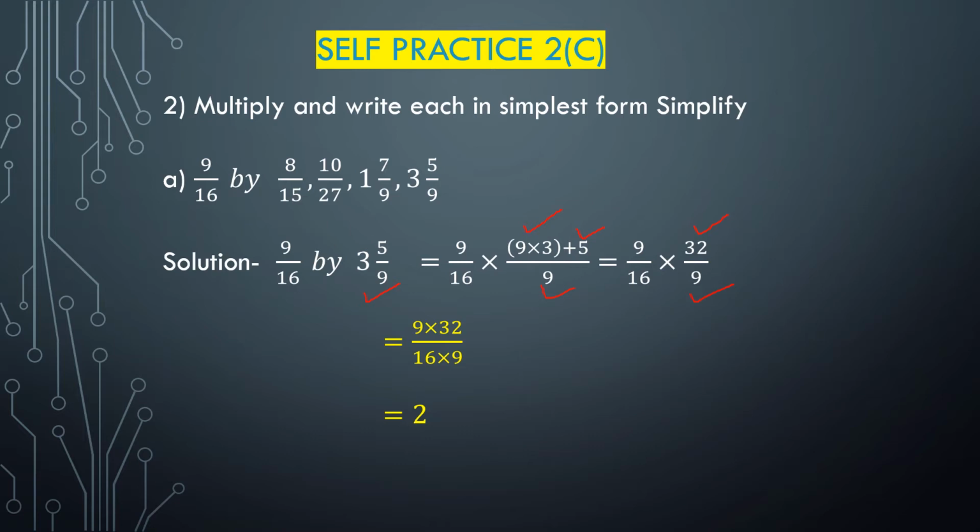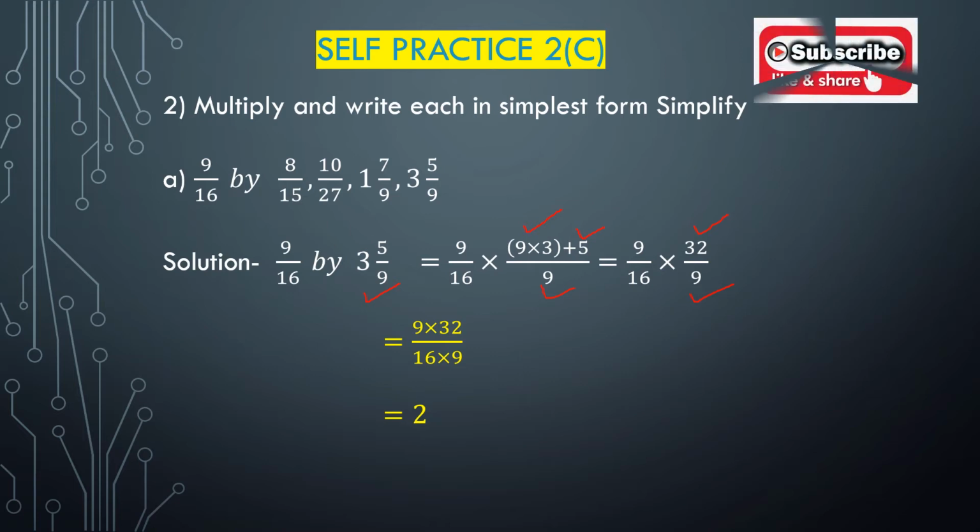So we get 9/16 multiplied with 32/9, and multiplying two fractions equals the product of numerators over the product of denominators. The product of numerators is 9 multiplied with 32 and the product of denominators is 16 multiplied with 9. We cancel 9 in the numerator and denominator 9, and cancel 16 with 32. 16 multiplied with 2 is 32. So we get 2 in the numerator and the denominator is 1. 2 divided by 1 is 2.